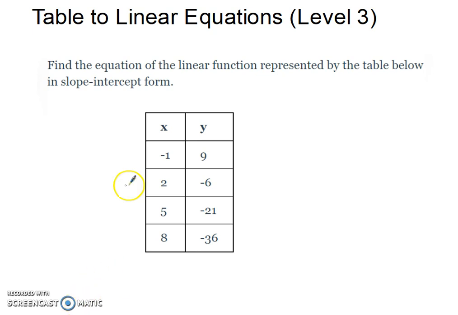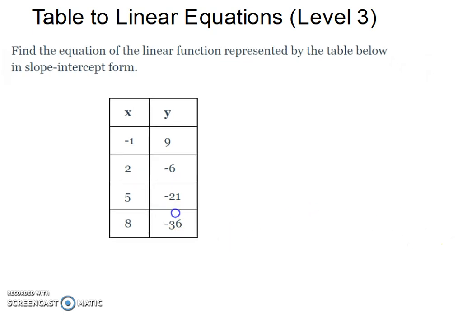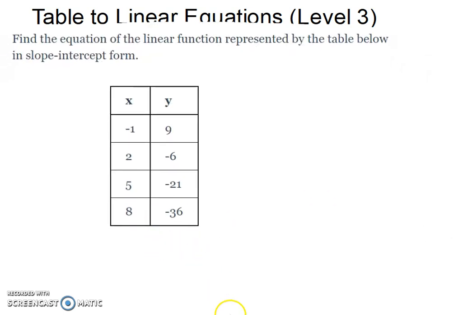Well, one option, of course, is to graph the line, but that's not going to be very easy to see. Especially if we get down here to negative 36, we're going to need a pretty big graph. So here's what I'm going to do.